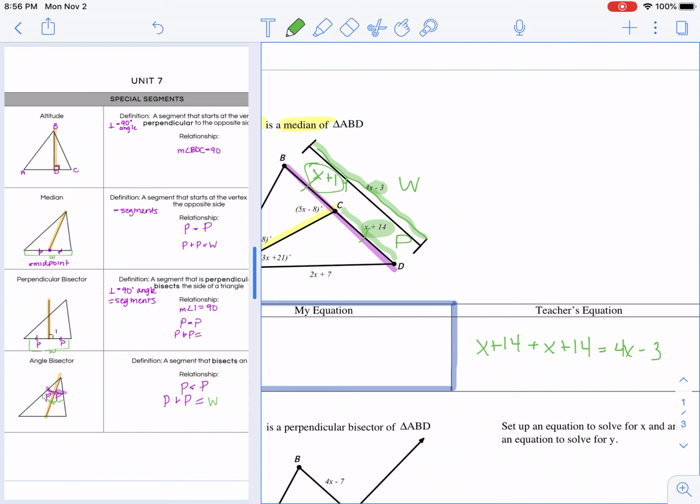All right, so go ahead and check the teacher equation against your equation. Go ahead and put a smiley face if you're good to go. Go ahead and put a question mark if you still have questions on it so that we can look at that and address that.